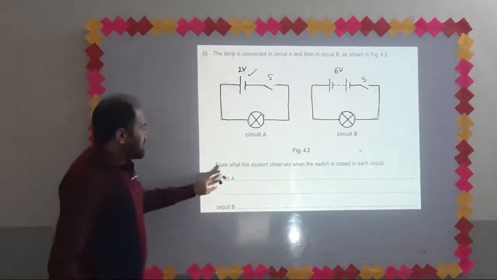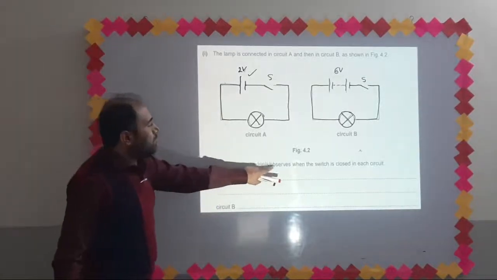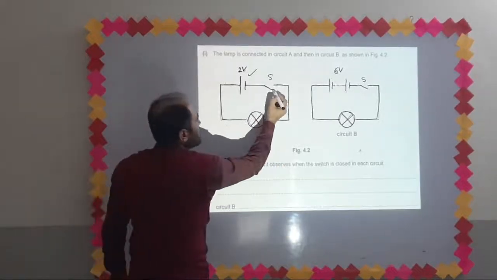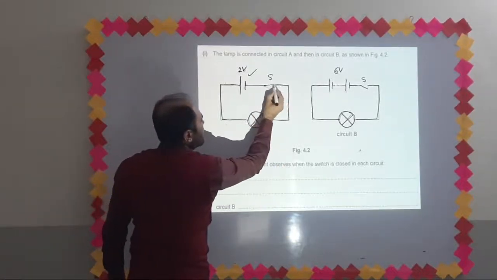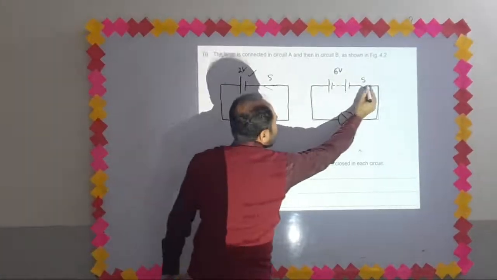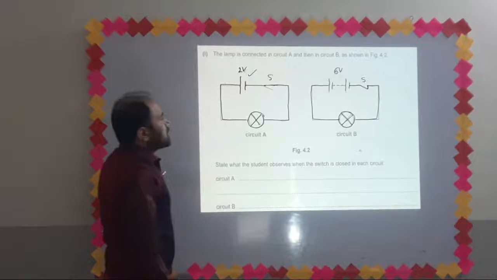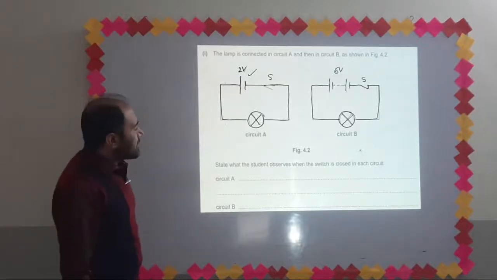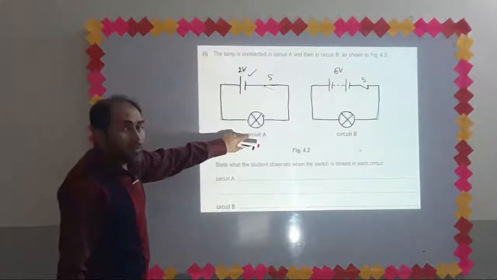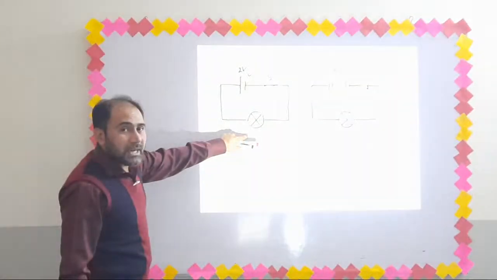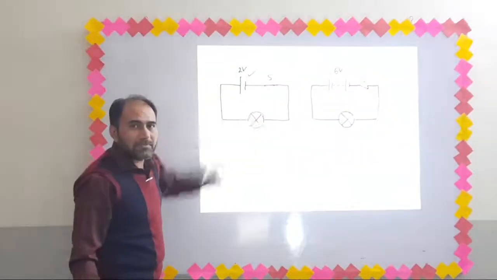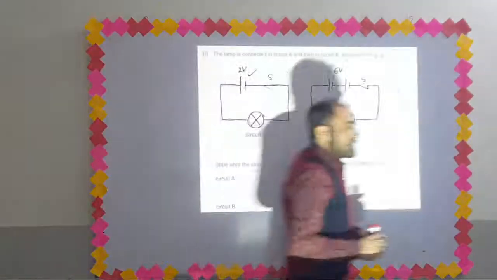The question is, state what the student observes when the switch is closed. If we close this switch, it means we complete the circuit like this one. Now the switches are closed, what will happen? Obviously, bulb A, what will happen? Just give me the answer. If I have closed this switch, what will happen? Please give me the answer of this question.